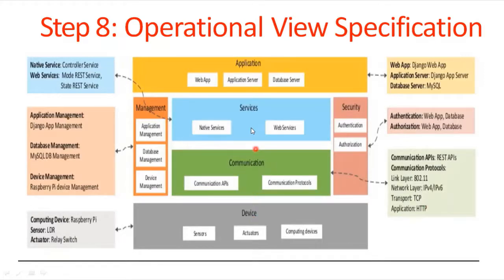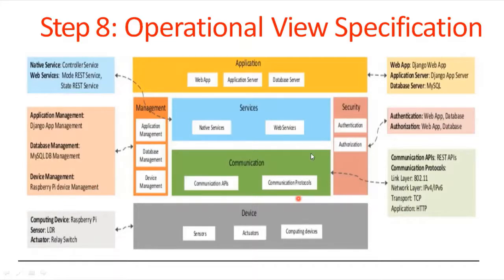Here, coming to the services. Previously we discussed the different services: the native services and web services. The native service may be the controller service, and the web services may be the mode service and the state service, the mode REST service and the state REST service. Coming to the management, that means governing: application management, Django application management, and then database management, may be MySQL database management. The device management may be Raspberry Pi device management.